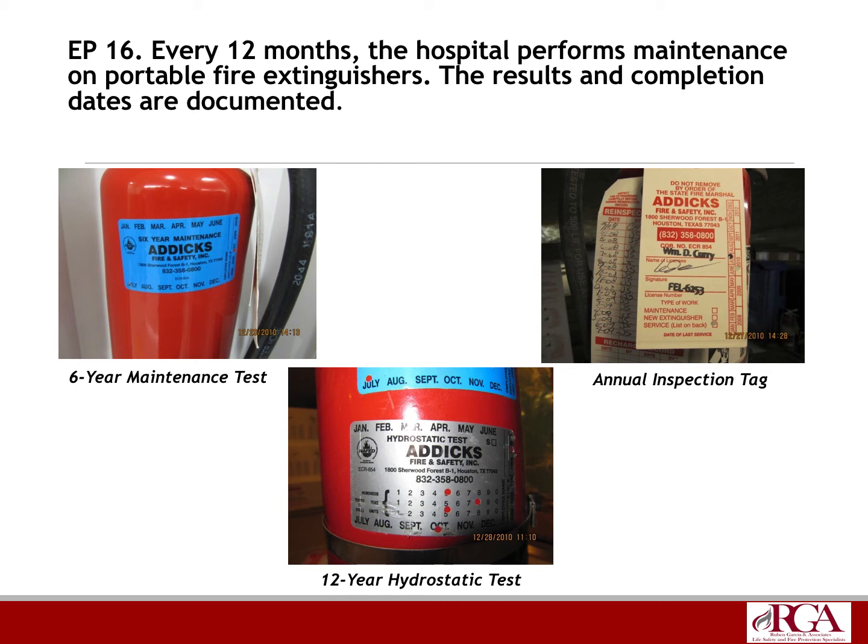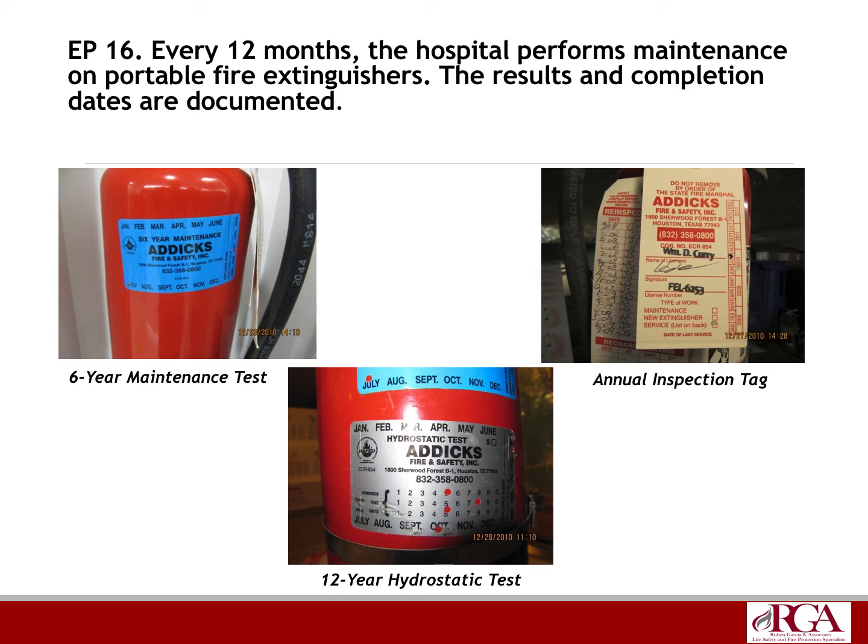Oftentimes the vendor or contractor will end up selling you new extinguishers, because the cost of this service is comparable to just purchasing a net new fire extinguisher. So that might be something you want to do in lieu of having this service performed. But keep in mind, you have to have the 6-year maintenance test and then the 12-year hydrostatic test. And then you'll have an annual inspection tag by your vendor.